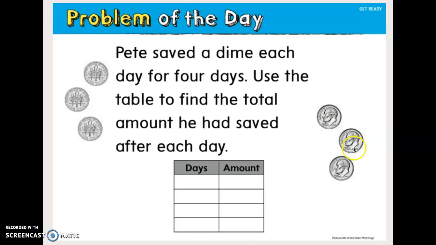We're going to start with our problem of the day about money. Pete saved a dime each day for 4 days. Use the table to find the total amount he had saved after each day.